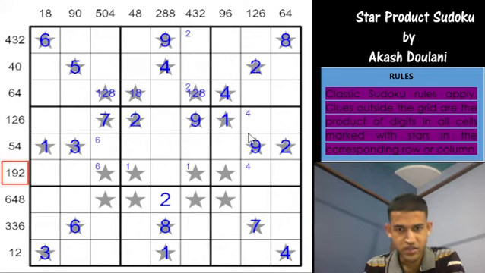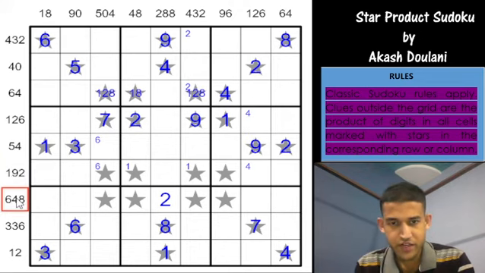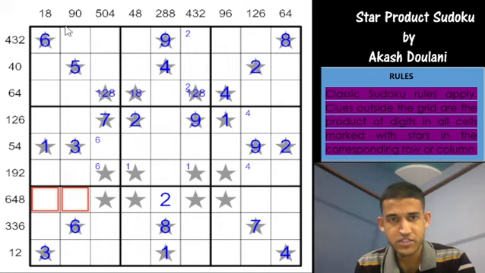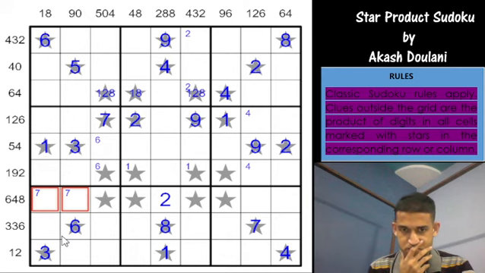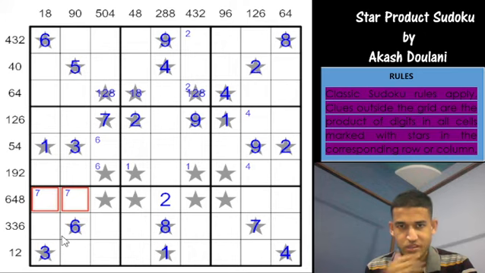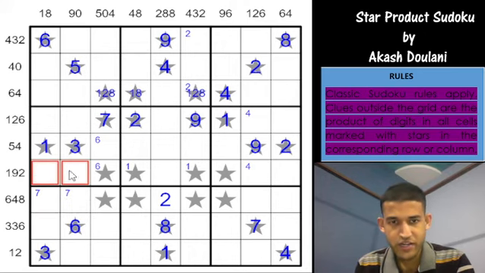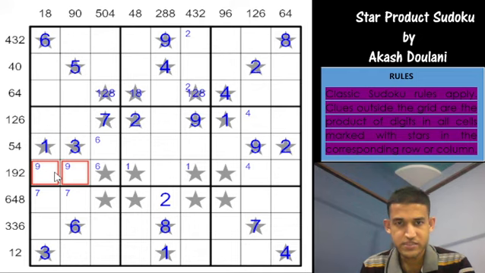Okay, now it's kind of not so easy, you can say. Okay, so is 7 a factor of 648? 7 is not a factor of 648, so 7 in row 7 can only go into these cells. It can't go here, it cannot go in these stars, so 7 goes here. And 9 is not a factor of 192, so 9 in row 6 goes into these cells.